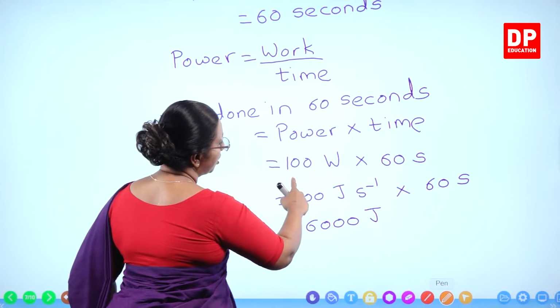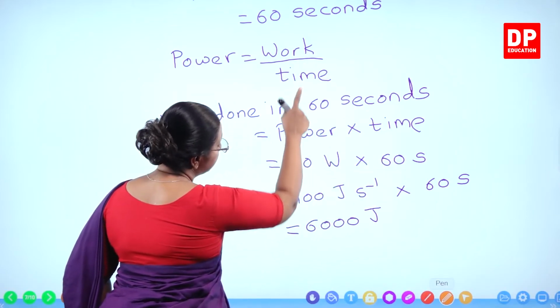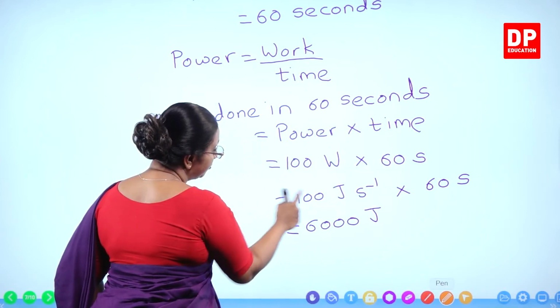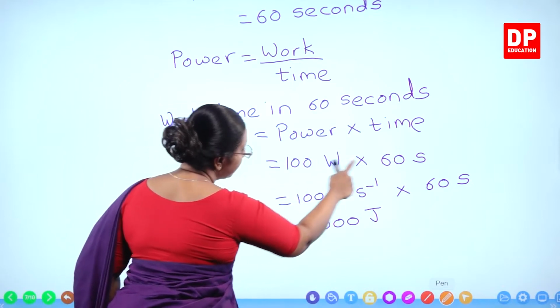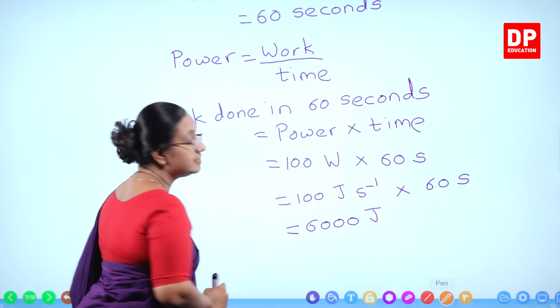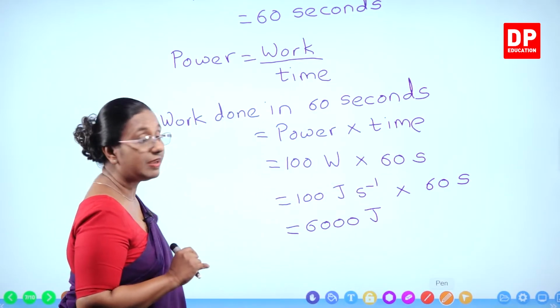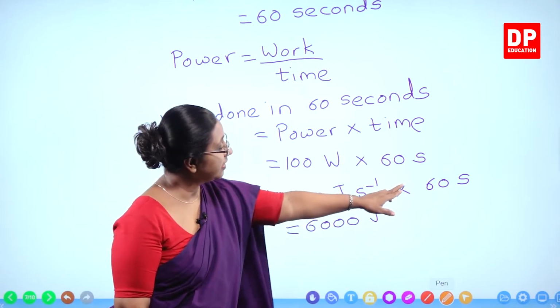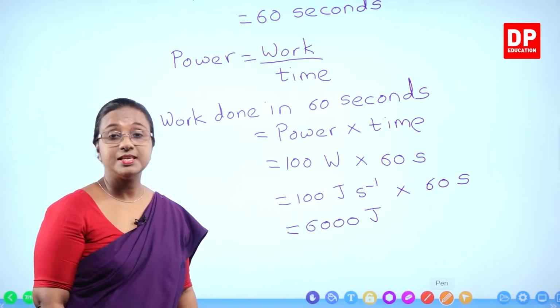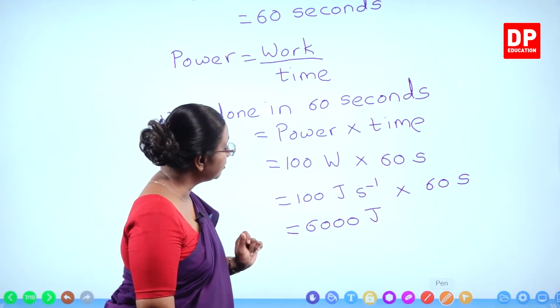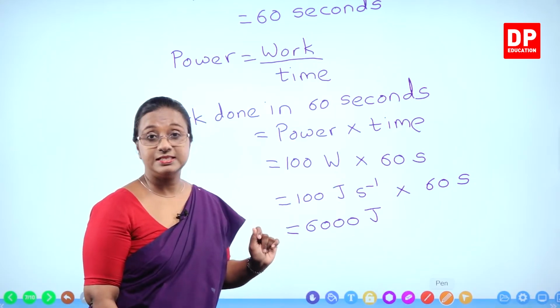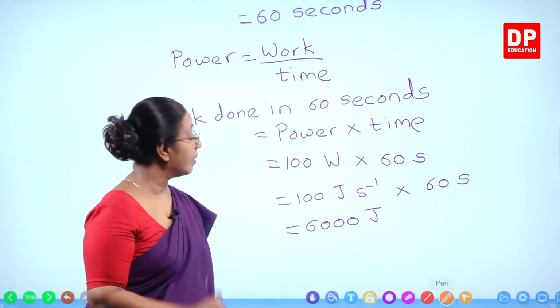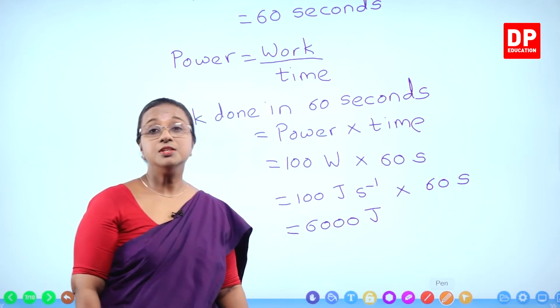power is 100 watts, 60 seconds, or since you know the unit conversion, you can skip the first step and write the second step directly. Either way is fine. 100 joules per second into time 60 seconds. That will give you the work done in 60 seconds. That is work done in 1 minute, 6000 joules.